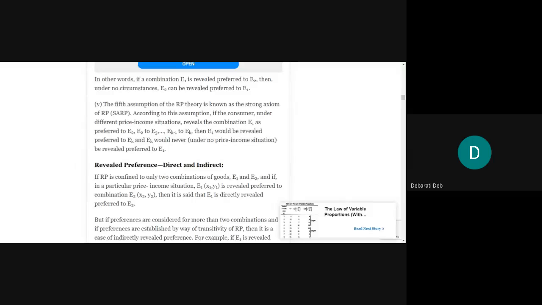Okay, now you think about ranking the combinations. E1 is ranked highest, second highest E2, third highest E3, like that. The lowest preferred combination is say EK. Then if this is the case, E1 would be revealed preferred to EK, and EK would never be revealed preferred to E1. It means now you have to think strongly about the preference.